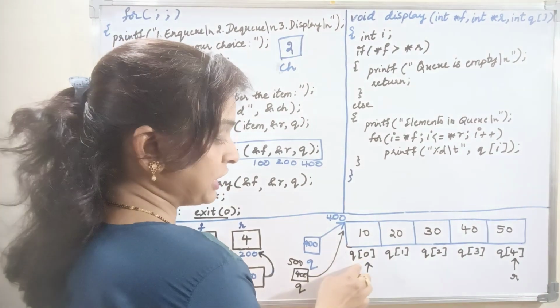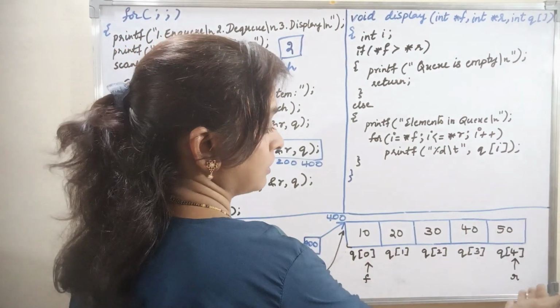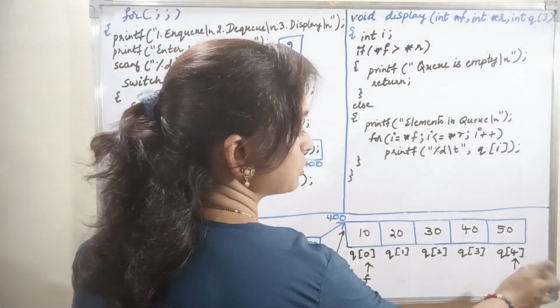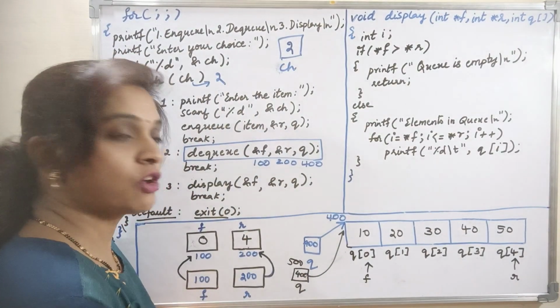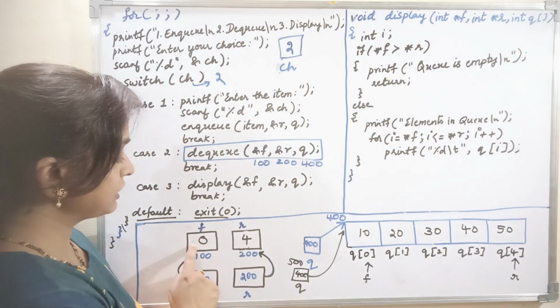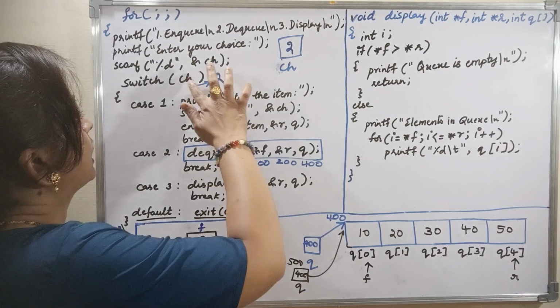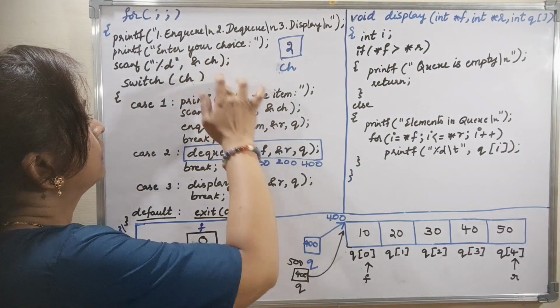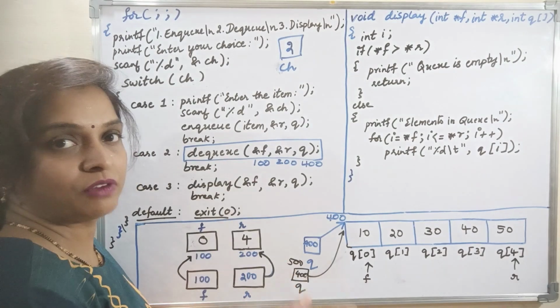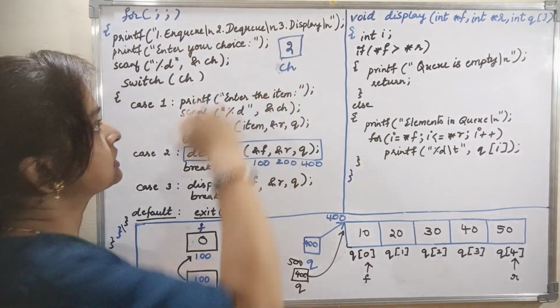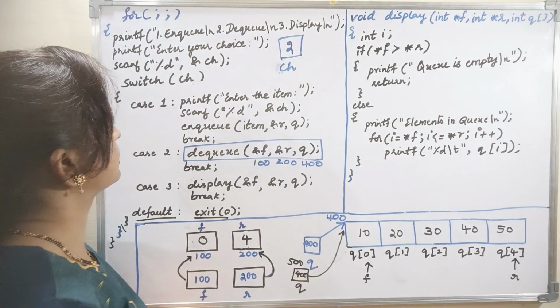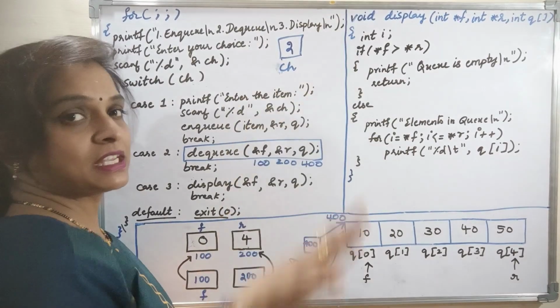Assuming f is 0 and r has been incremented to the last position, that is 4. So, f means 0, r means 4. Now I'll be getting that message as usual. 1 is enqueue, 2 is dequeue, 3 is display. You can also add one more, 4, as exit if required. Then you will get a message, enter your choice.